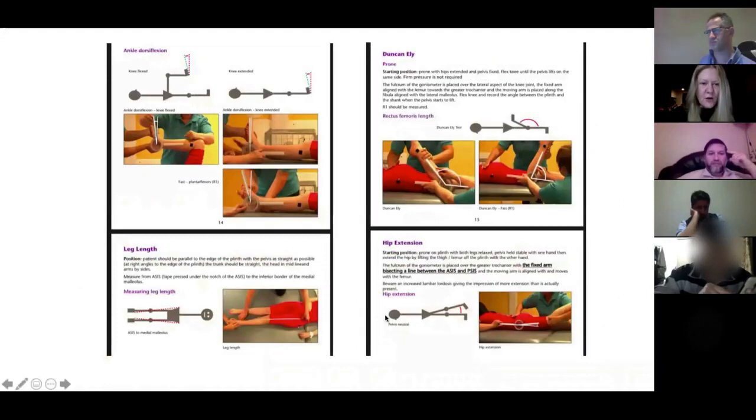Leg length. So leg length down the bottom here, standard, bearing in mind they're going to have flexion and adduction contractures that you'll need to take into account when you're looking at leg length. The other test you can do is a Duncan-Ely test, looking for tightness of the rectus femoris. And these kind of tests become important when you're thinking about soft tissue releases or botulinum toxin. And again, hip extension.